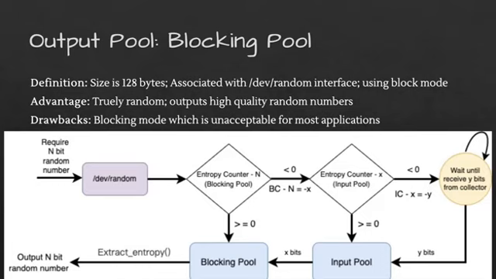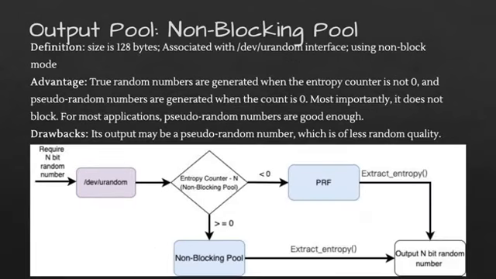That's why we call it blocking mode. So next is the non-blocking pool. Its size is also 128 bytes, and it is associated with the urandom interface, and it is using non-blocking mode.